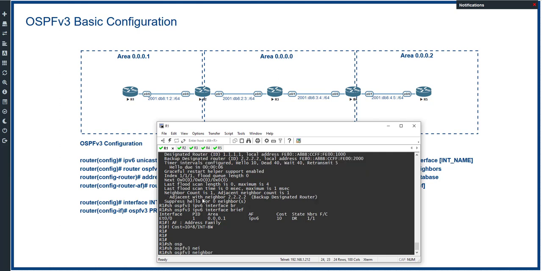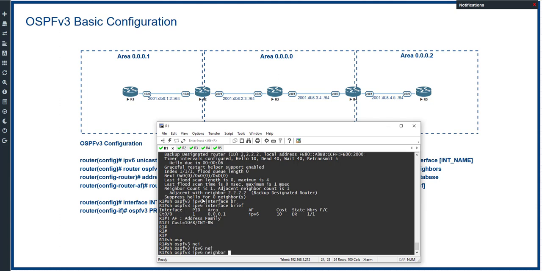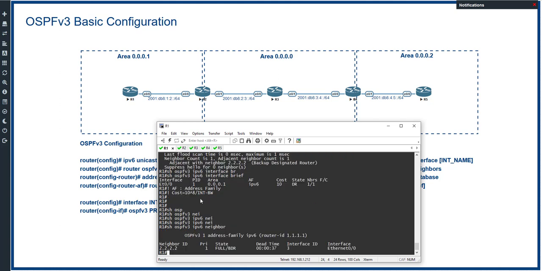Like IPv4, we are using show OSPFv3, but here we should use IPv6 neighbor because we want to see only the IPv6 neighbor. If you use show OSPFv3 neighbor, it means both IPv4 and IPv6 neighbors. But we are using show OSPFv3 IPv6 neighbor. As you can see, we have one neighbor. Neighbor is quad 2. The priority of the neighbor is 1, the default priority. This is the OSPFv3 neighborship table in process 1 for address family IPv6 and the router ID is quad 1. The state of the neighborship is full and our neighbor is BDR.